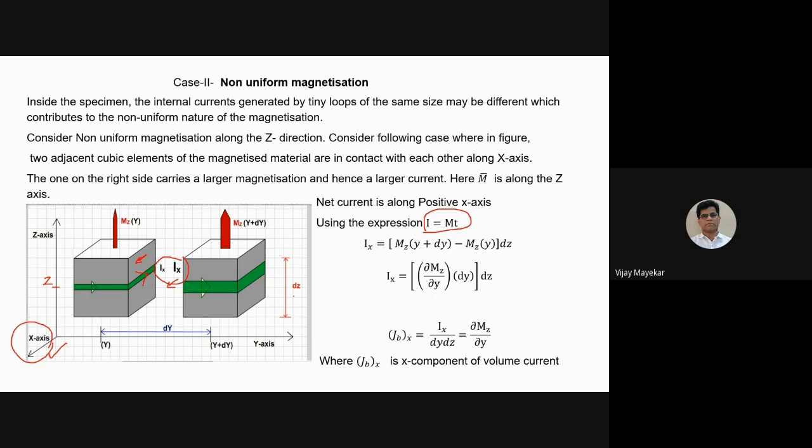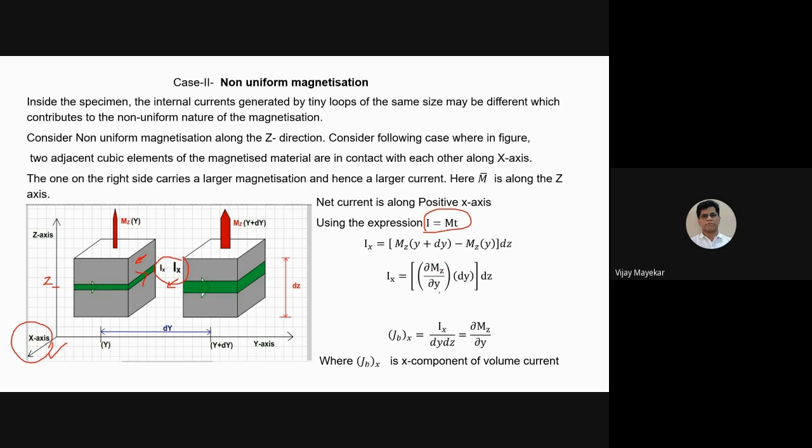Right now we are looking along the z-axis. What is the difference in the magnetization? There are three axes: x-axis, y-axis, z-axis, and we are looking along the z-axis. When we work it out, we write Ix in terms of the difference in Mz at two positions, because this difference in current gives us this difference in magnetization. That could be simply written as the change in Mz over the change in y, multiplied by dy.